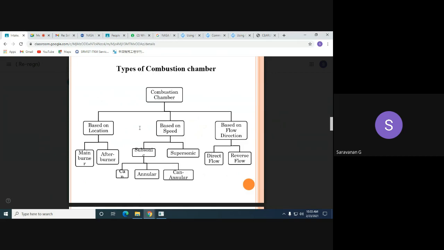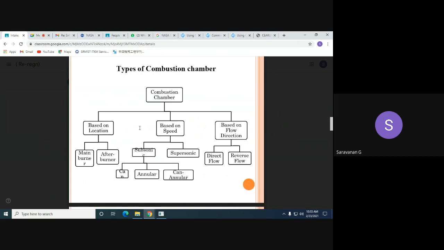Main burner and afterburner: if the combustion chamber is used as the normal engine burner, meant for heating purpose, that is called the main burner. If you provide one more burner additional to the main burner, meant for enhancing the thrust, that is called an afterburner. The combustion chamber can also be subsonic or supersonic, and can type, annular type, and cannular type based on the arrangement or shape.